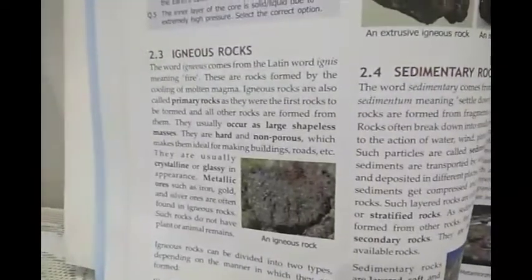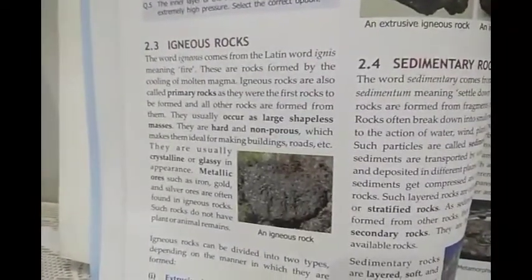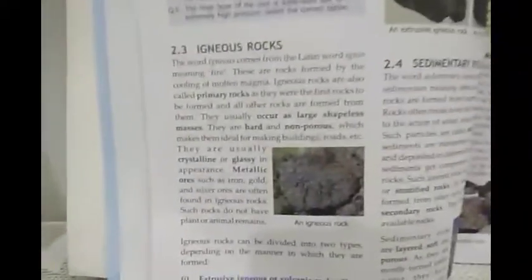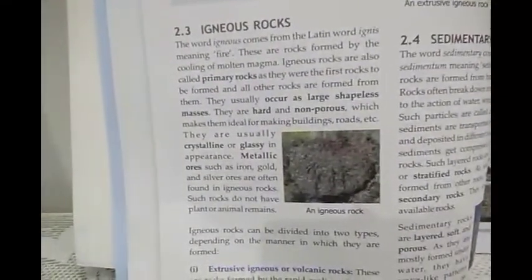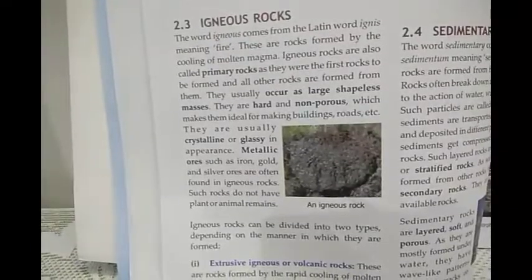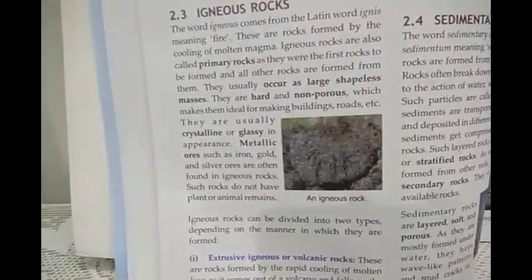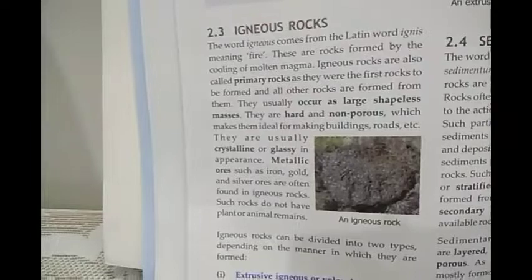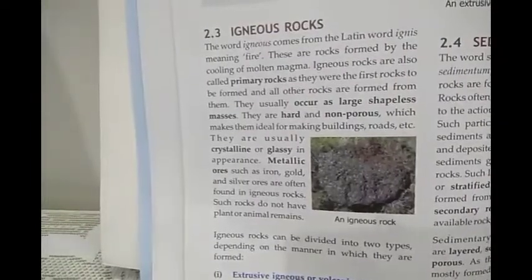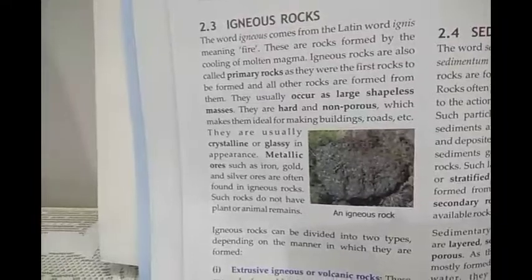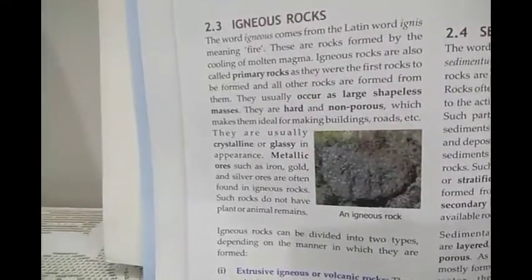Igneous is made up of the Latin word ignis, which means fire. When molten magma cools, and molten magma is the hot liquid which oozes out from a volcano, it becomes solid and thus forms igneous rocks. They are also called primary rocks as they were the first rocks to be formed.